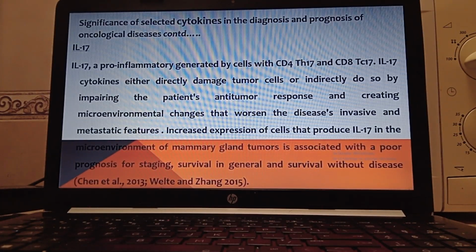Interleukin 17. Interleukin 17 is a pro-inflammatory cytokine generated by CD4 T helper 17 cells and CD8 T cytotoxic 17 cells. Interleukin 17 cytokines either directly damage tumor cells or indirectly do so by impairing the patient's anti-tumor response and creating microenvironment changes that worsen the disease's invasive and metastatic features. Increased expression of cells that produce interleukin 17 in the tumor microenvironment of mammary gland tumors is associated with a poor prognosis for staging, overall survival, and disease-free survival.